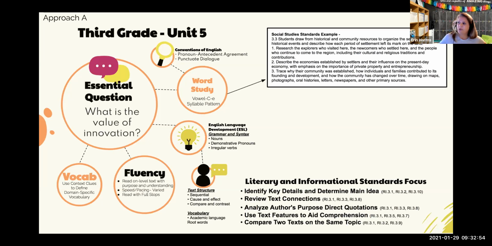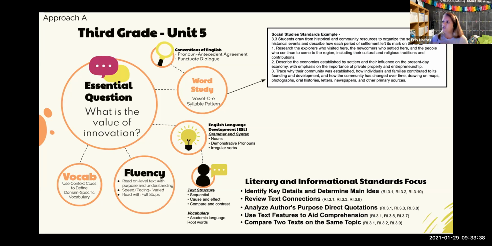So here's an example for approach A. This would be I'm following Benchmark. I'm going unit 1 through 10, and I'm going to take social studies and insert it into my Benchmark. The idea is that you take all of these Benchmark skills and strategies. I wrote them all here for you for this unit 5 with the literary and informational standards focus. And then over here, you can see the social studies standard. So if you're doing Benchmark, then you're not necessarily going to be teaching your social studies in a linear fashion. If you can figure out a way to do that, that'd be awesome. It might be more difficult to do that.